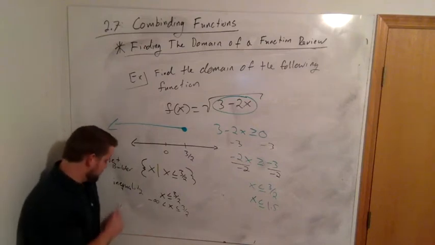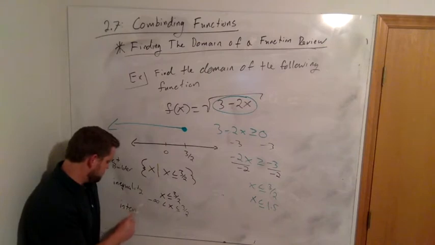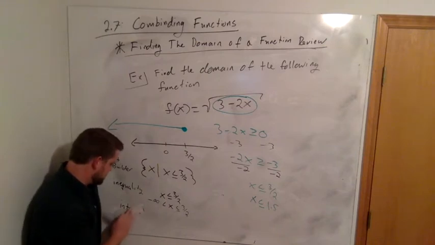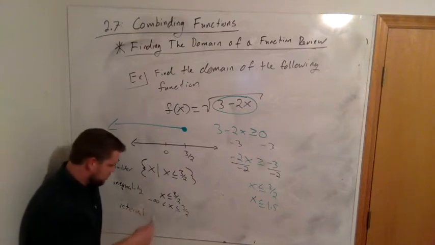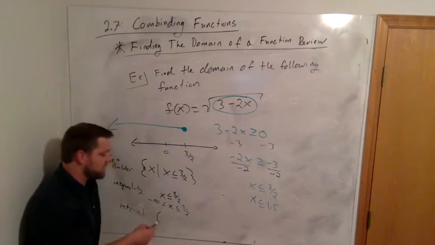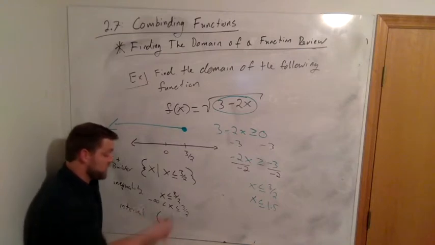Or there's interval notation, and here we just use brackets. So what I would do here is I would put a soft bracket on negative infinity. A soft bracket goes with strict inequalities, and a square bracket goes with less than or equal or greater than or equal to inequality signs.